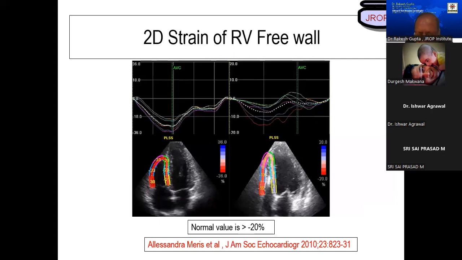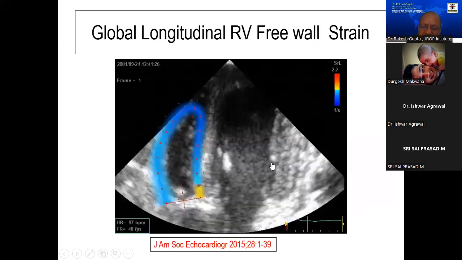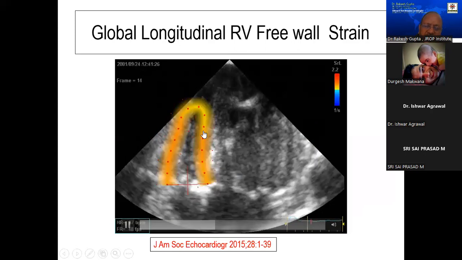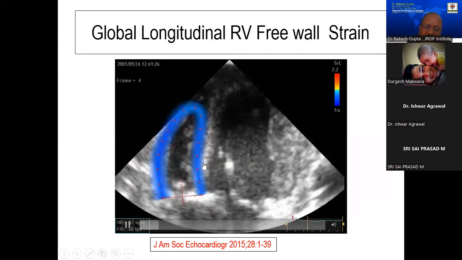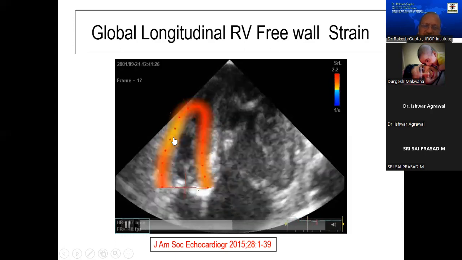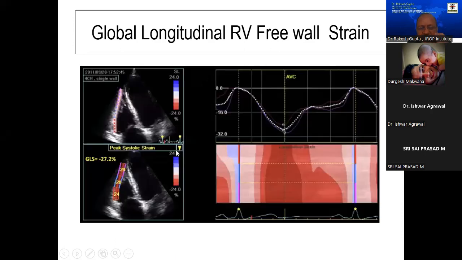Last but not least, again and again I'll say, we look at 2-dimensional strain in the RV free wall. Look, this is how the 2-dimensional strain looks like when we get rid of LV and we exclusively look for RV 2-dimensional strain. Anything less than minus 20 is considered as normal.